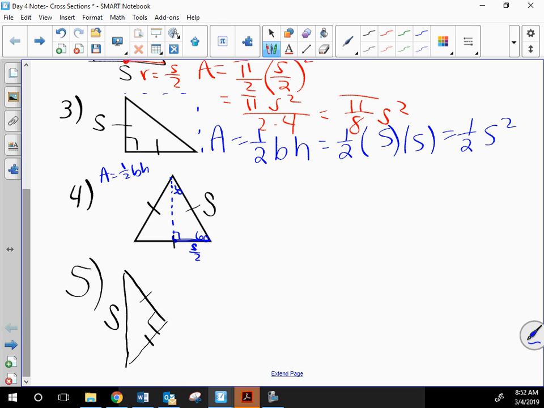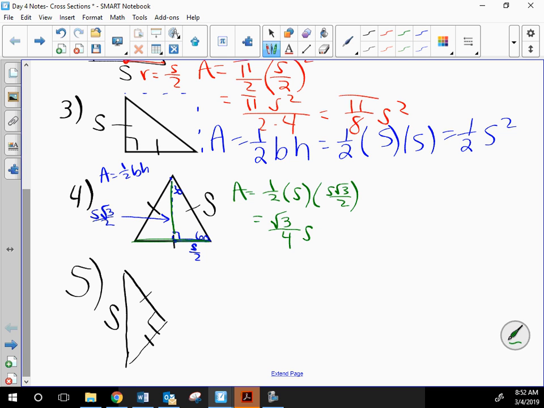Which means that my long leg is what? Root 3 times that. Good. So s root 3 over 2 is my long leg. So when I go to do my area of this, 1/2, my base is the whole thing, so not just s over 2, but rather s. And my height is the s root 3 over 2. And what did that simplify down to? Good, root 3 over 4 s squared.